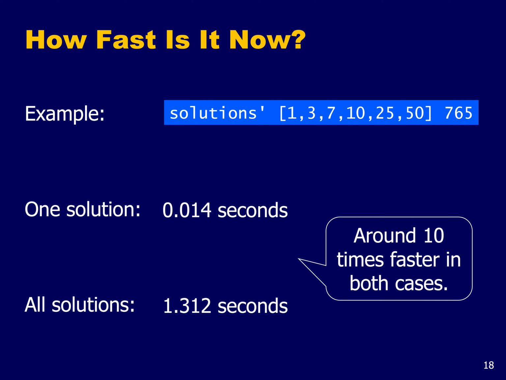So again, now we can ask how actually fast is this in practice. If we try it with our example again, 1, 3, 7, 10, 25, and 50 are the source numbers, 765 is the target number, then this time around we're now finding one solution in about 1/100th of a second, and we're finding all solutions in about 1.3 seconds. So this is about 10 times faster in both cases.